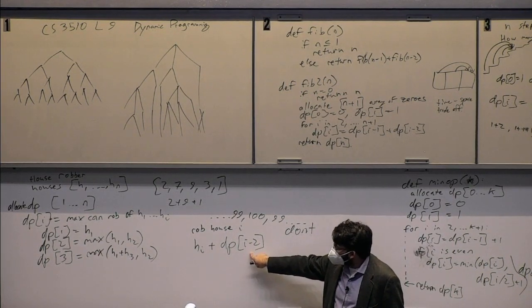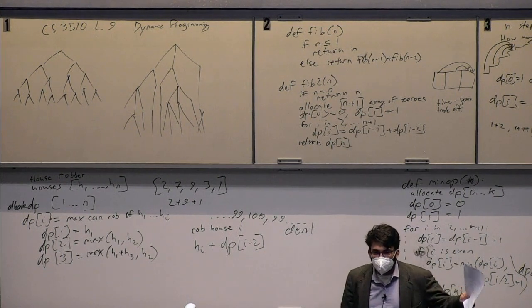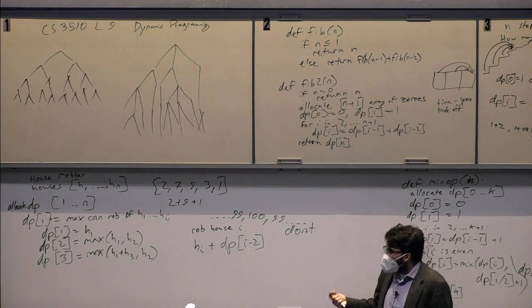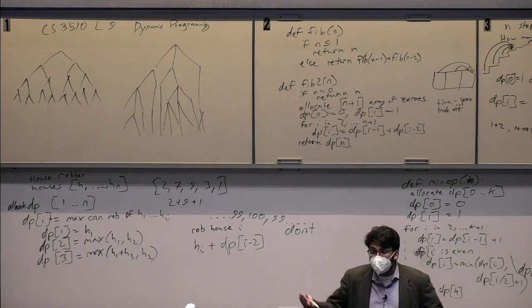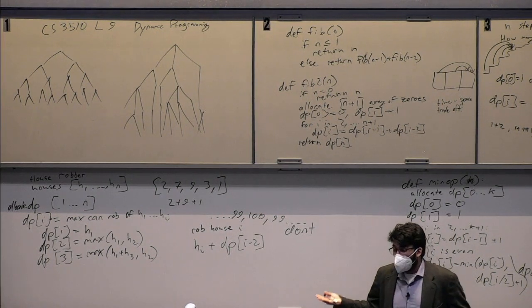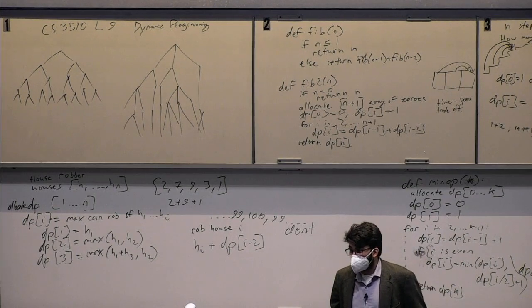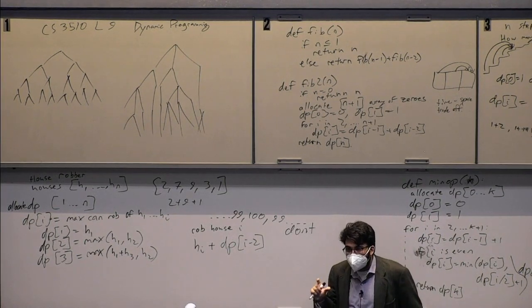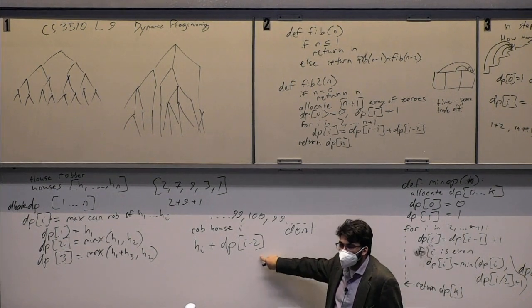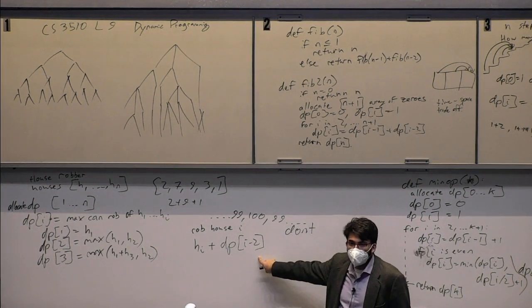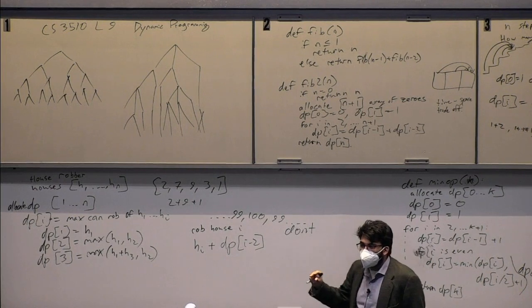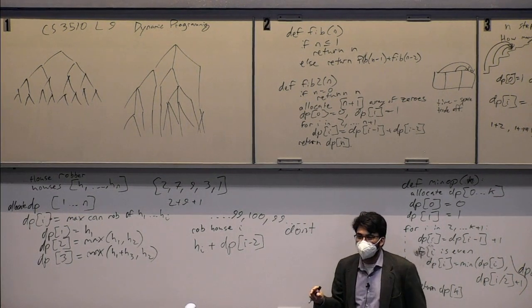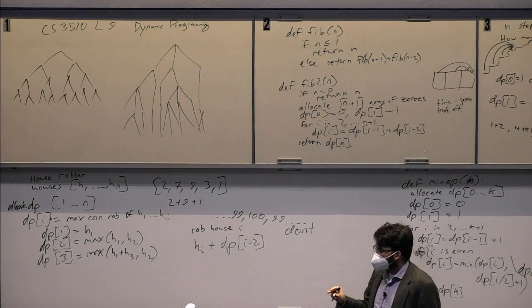DP of i minus 2 is the max you can rob from H1 to i minus 2. And maybe that max doesn't rob house i minus 2 itself, but that's okay, because whatever that maximum is, you've already computed and stored and written it down in the array. Whatever structure that problem has, it's already been computed for you.